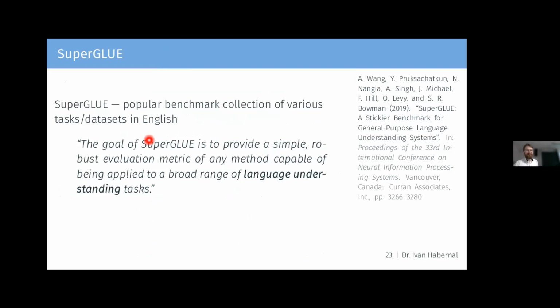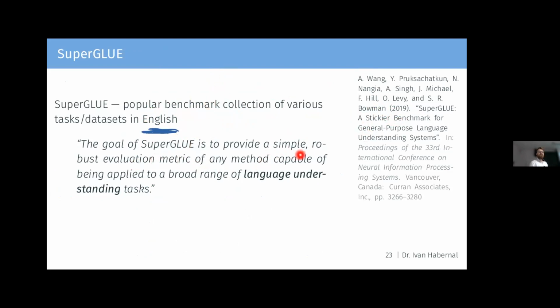SuperGLUE. Okay, so SuperGLUE is a popular benchmark, well, three or four years old now. It's a collection of benchmarks. It's not just a single task like named entity recognition or SNLI. It's a collection of various tasks in English. There's also multilingual SuperGLUE, but this one is just in English.